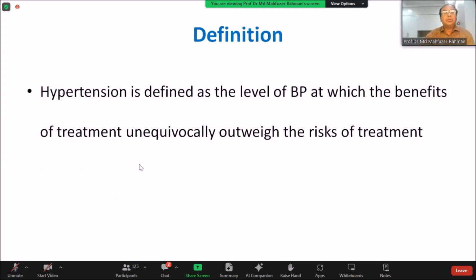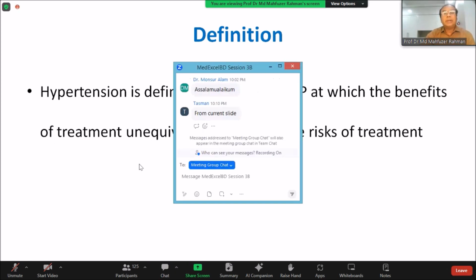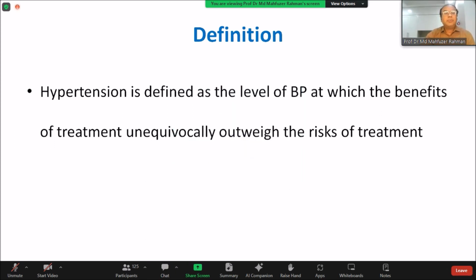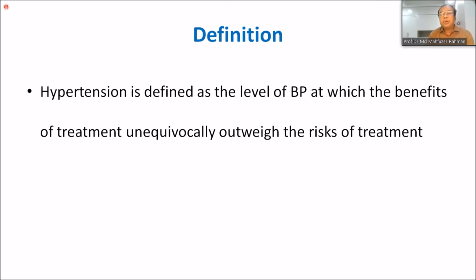So hypertension is defined as the level of blood pressure at which the benefit of treatment unequivocally outweighs the risks of treatment. Researchers define the value at which the treatment of high blood pressure improves the outcomes regarding the prevention of hypertension-mediated target organ damage. And so it is the value at which the treatment benefits are more than the risks of treatment.